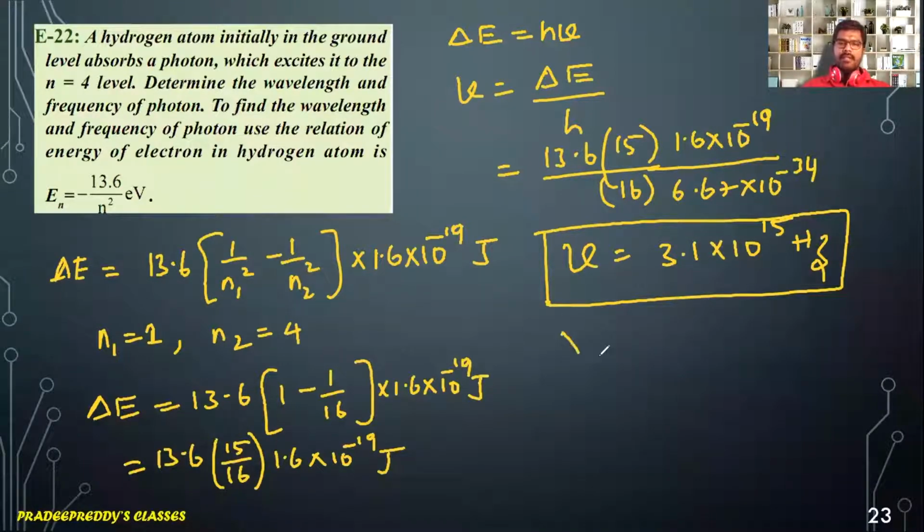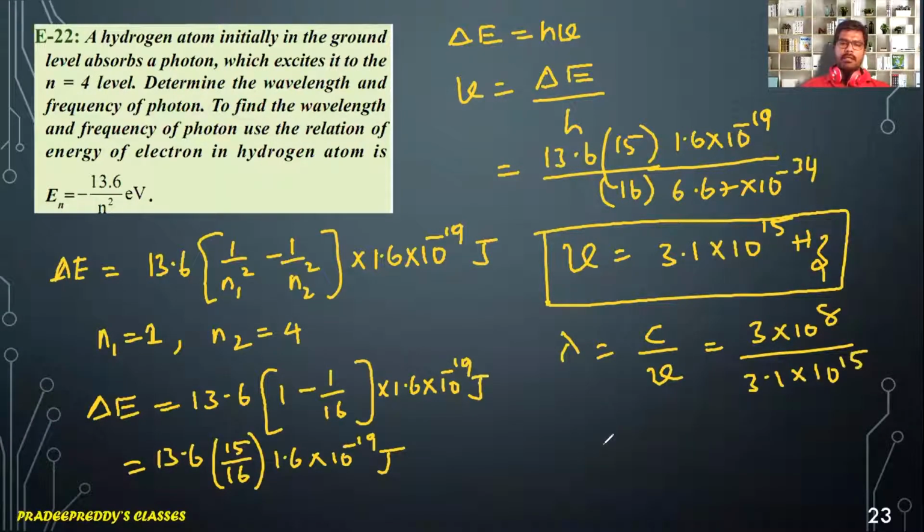And wavelength lambda is equal to c divided by nu. It is 3 into 10 power 8 divided by 3.1 into 10 power 15. And if you calculate this, you will get lambda, which is 9.7 into 10 power minus 8 meter. That is frequency and wavelength of the emitted radiation when the electron is undergoing a transition from n is equal to 1 to n is equal to 4.